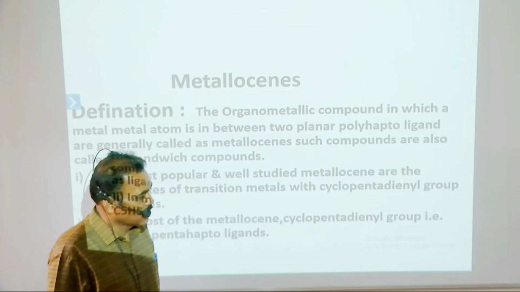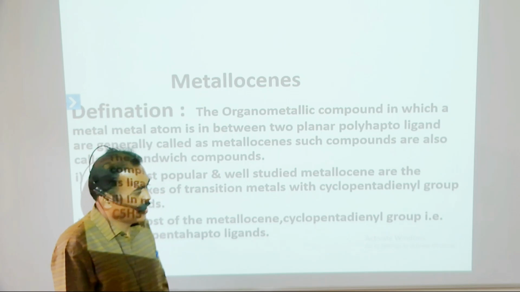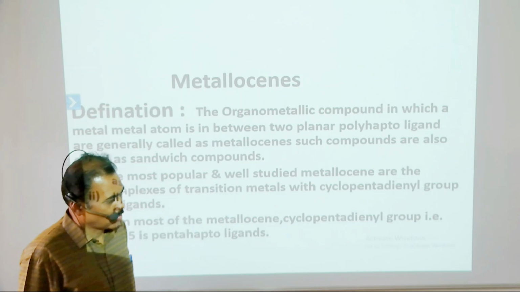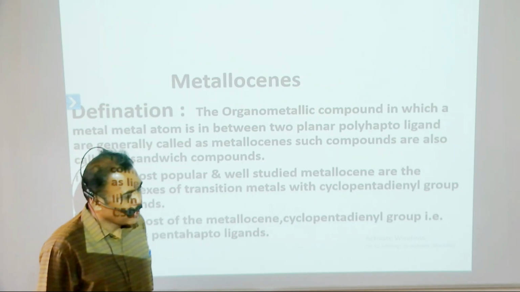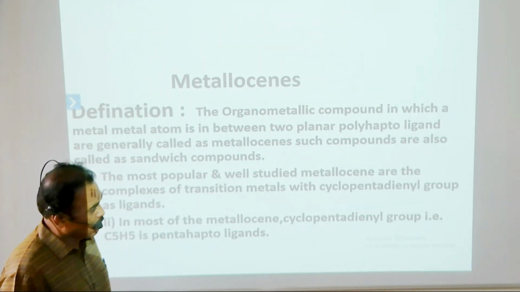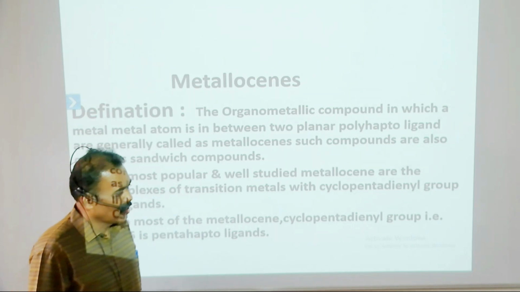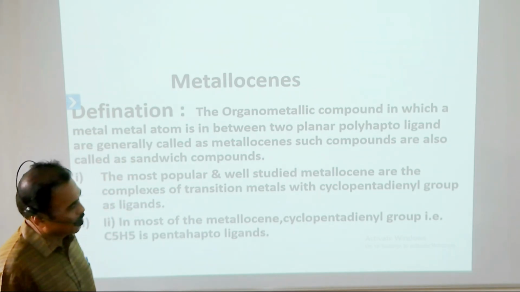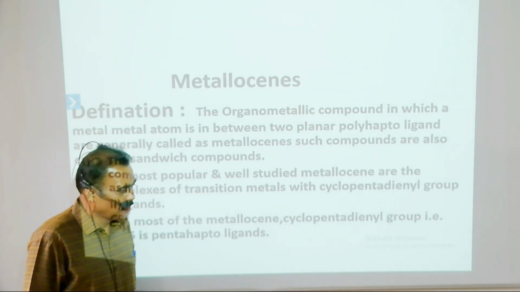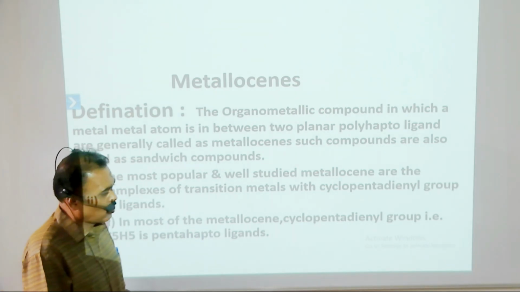So that metallocene is formed by transition metal, when that transition metal is combined with cyclopentadienyl group, which is one of the important ligands. When this cyclopentadienyl ligand is added with transition element, it can produce a compound, and that compound is nothing but metallocene. In most metallocenes, cyclopentadienyl means C5H5, a pentahaptoligand. It is a 5 electron donor ligand.